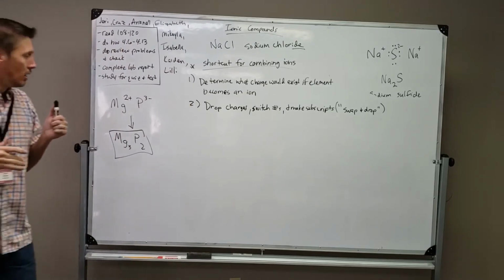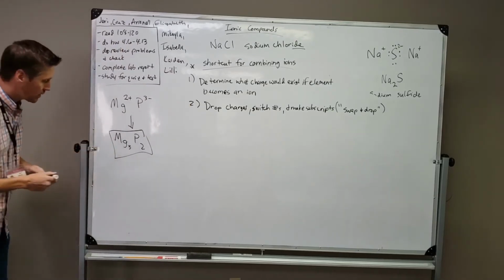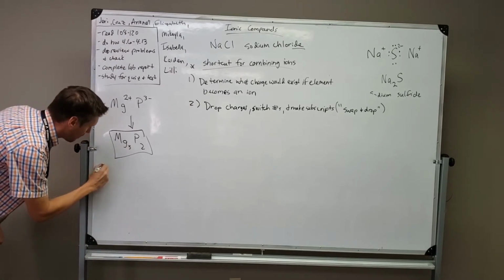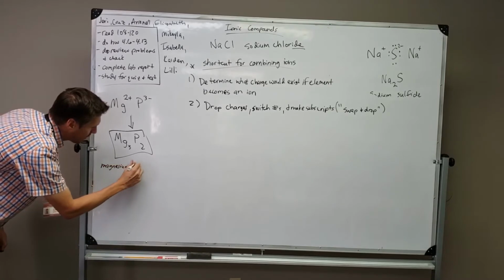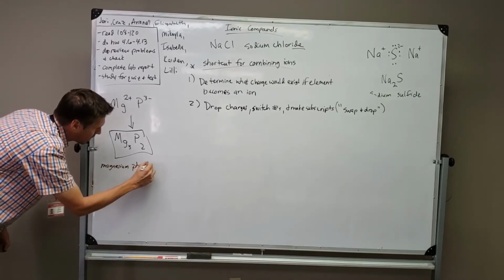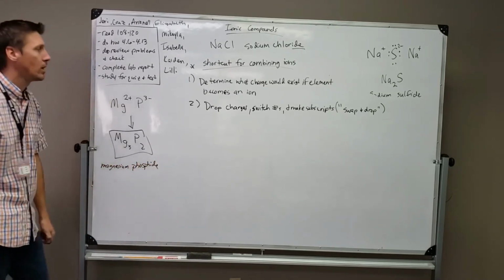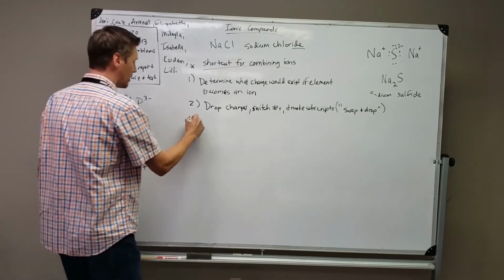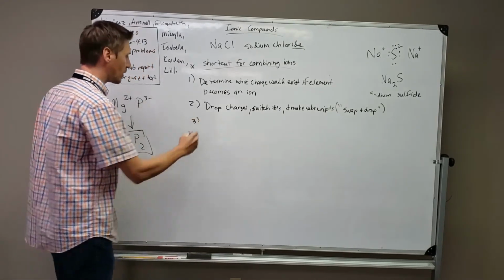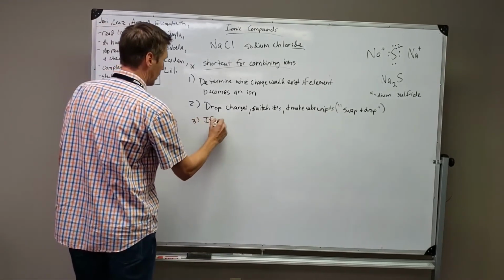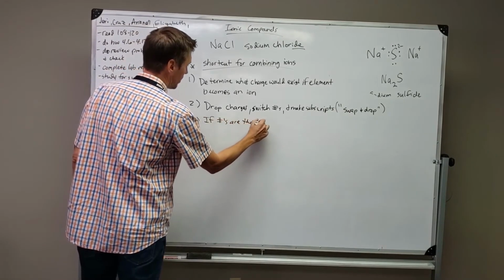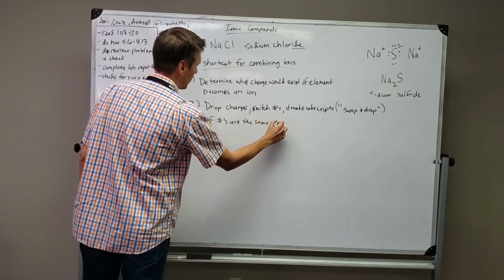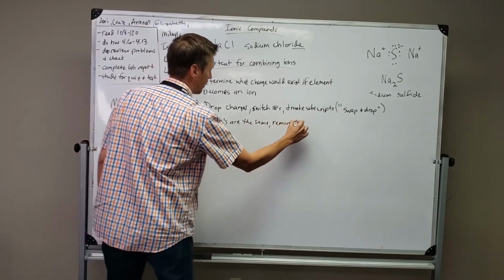All right, so magnesium phosphide is what this would be called. The metal always maintains its normal name. The non-metal gets an "ide" on the end. Now, the one other step that you may want to write down is if the numbers are the same, remove them.